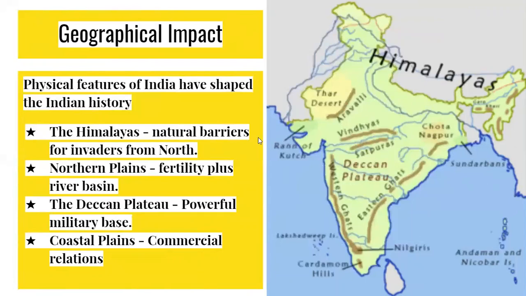Now, for example, Himalayas. You see the Himalayas? Himalayas are here, right? Now, these Himalayas have been natural barriers from invasions from the north. So, kingdoms there could not invade India because of the Himalayas. It was very difficult to cross through the Himalayas. Yes. Then northern plains.